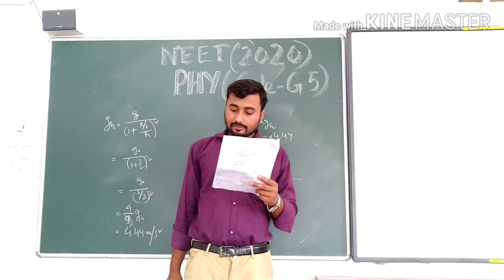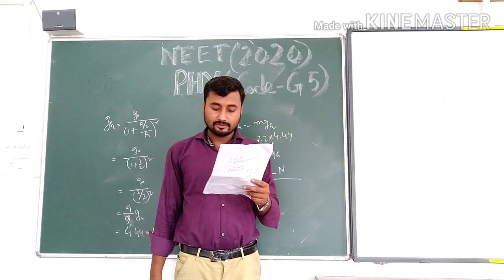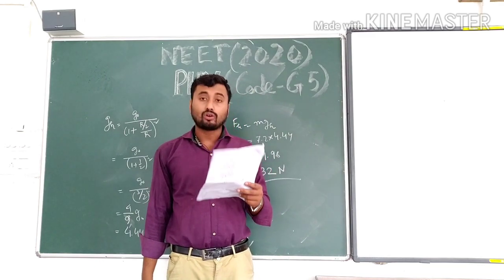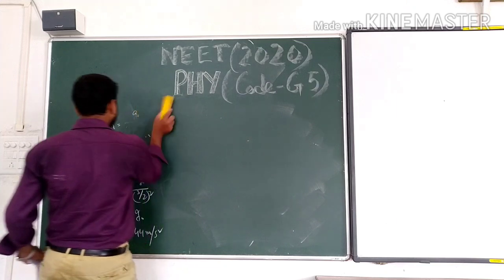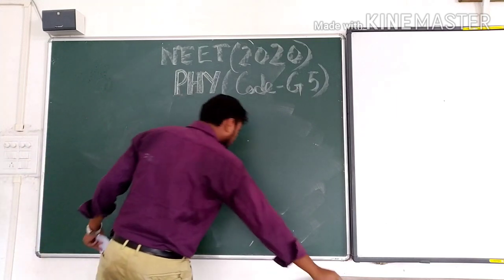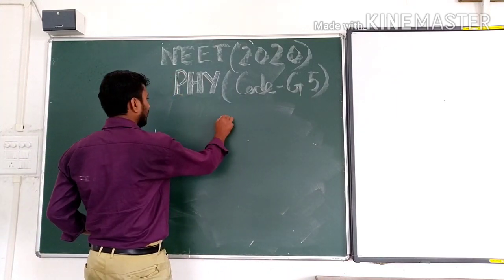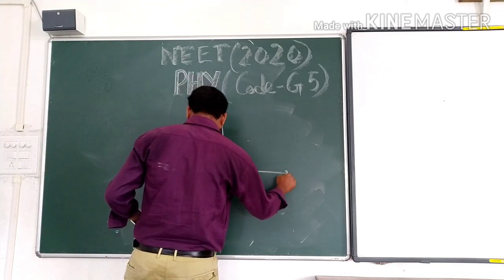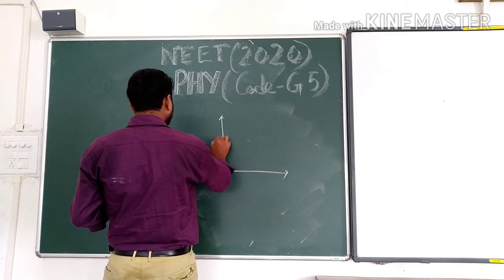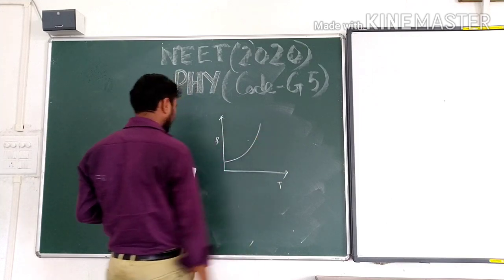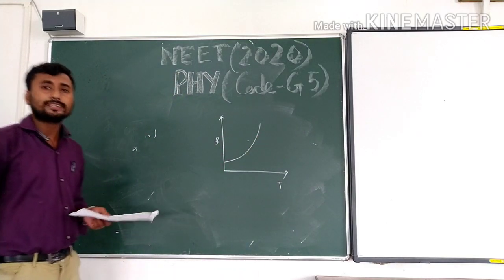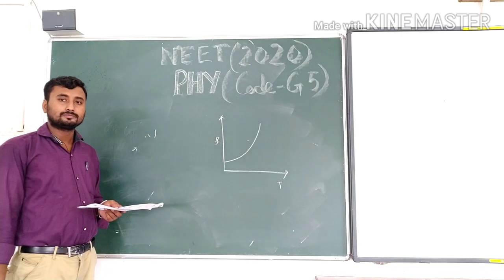Which of the following graphs represents the variation of resistivity with temperature T for copper? So we have this formula. Okay. It will be like that. The graph is like that. Suppose this is resistivity and this is temperature. Like that, the variation. Option 2 is correct. Okay.